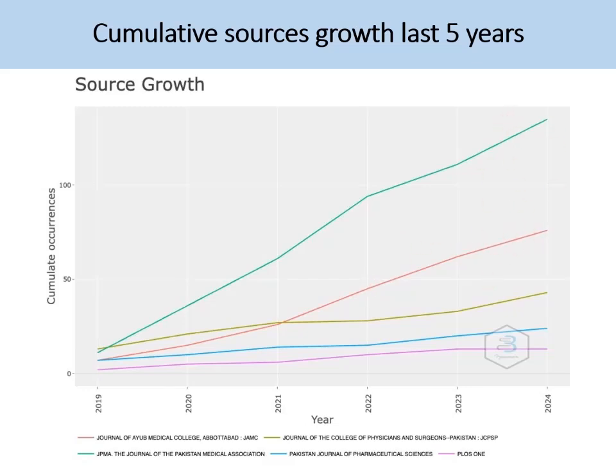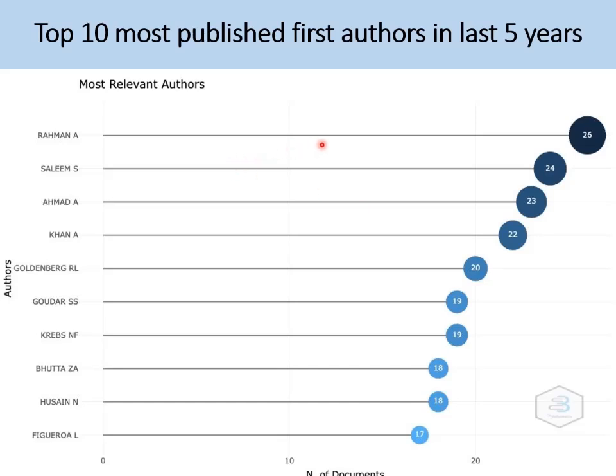Now looking at the top 10 most published authors in the last 5 years, we can see 26 publications are from Rahman A and Salim A, 24, Ahmad A is 23, Khan A, 22, and so on. They are very closely lying. So these are highly publishing, clinical trial publishing authors. It means they are actually conducting so many clinical trials. And they include Zulfiqar Ali Bhutta, and almost all are within a difference of 2-3 numbers.